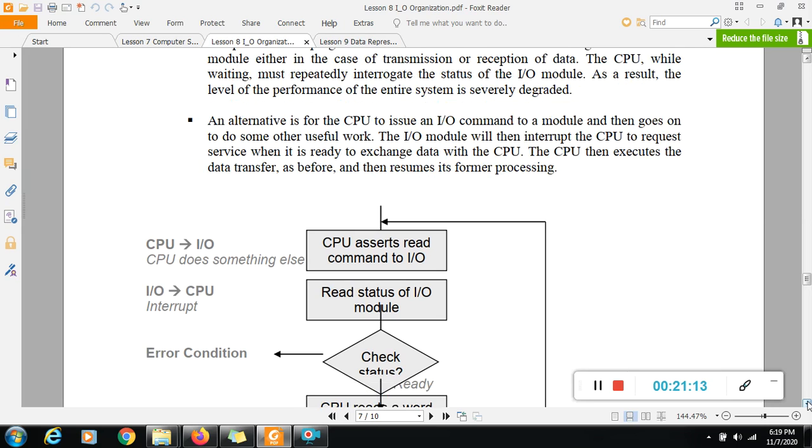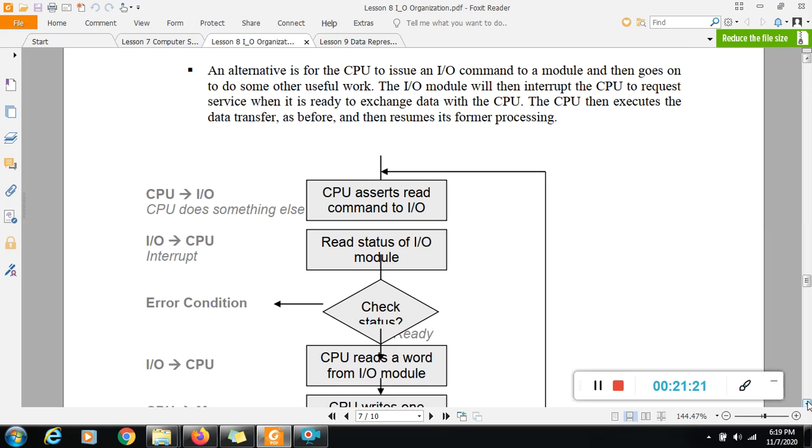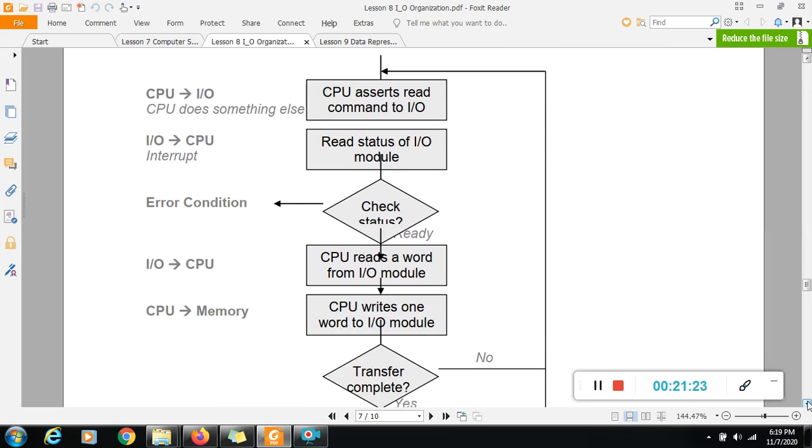Let the I/O module interrupt the CPU to inform me that it is done. That way the CPU can continue functioning as it waits for the interrupt from the I/O. It saves a lot of time. However, in the process, the CPU has to save the context as it handles the interrupt.